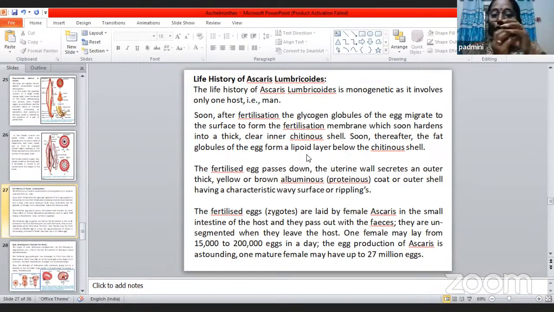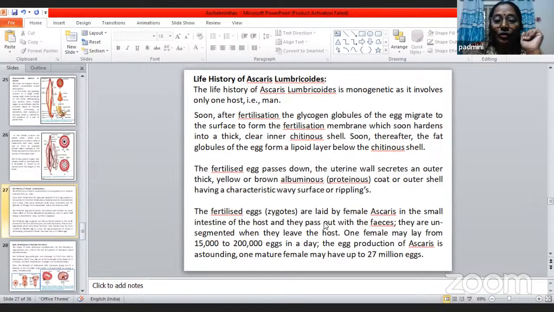That is the lipoidal layer that is found inside the shell. The fertilized egg passes down the uterine wall and secretes an outer thick yellow or brown albuminous proteinaceous cover. If you remember the chicken egg, you can write this point very easily. First the lipoidal layer, and then it has the proteinaceous cover or coat on it, the albuminous proteinaceous coat or outer shell having a characteristic wavy surface or rippling. The walls have some rippling-like structures. So that is what he says over here, the rippling or wavy structures on the outer shell.